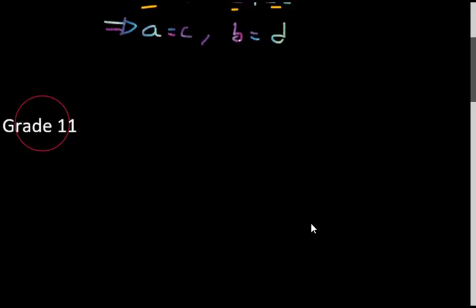Okay, let's prove this. Suppose our complex numbers are A plus Bi is the same as C plus Di, where A, B, C, and D are elements of real numbers.